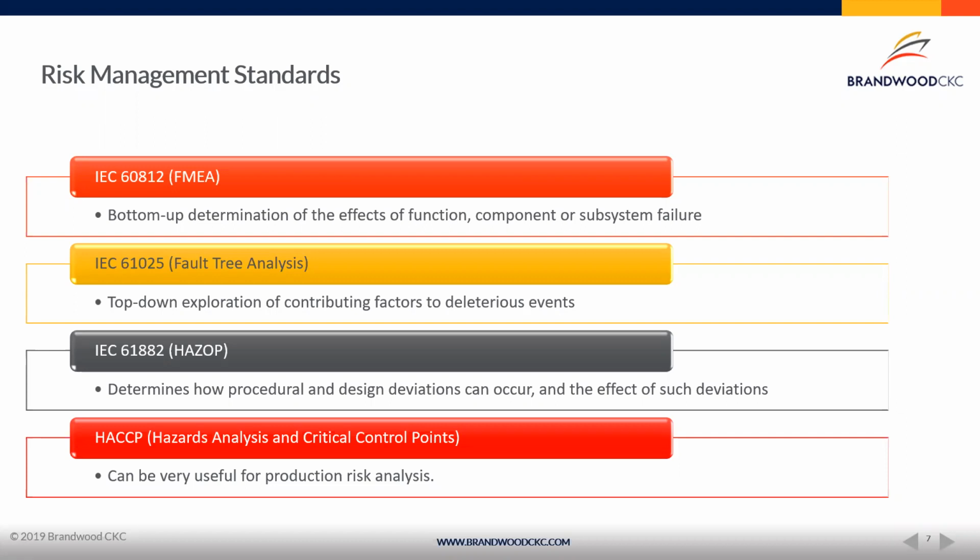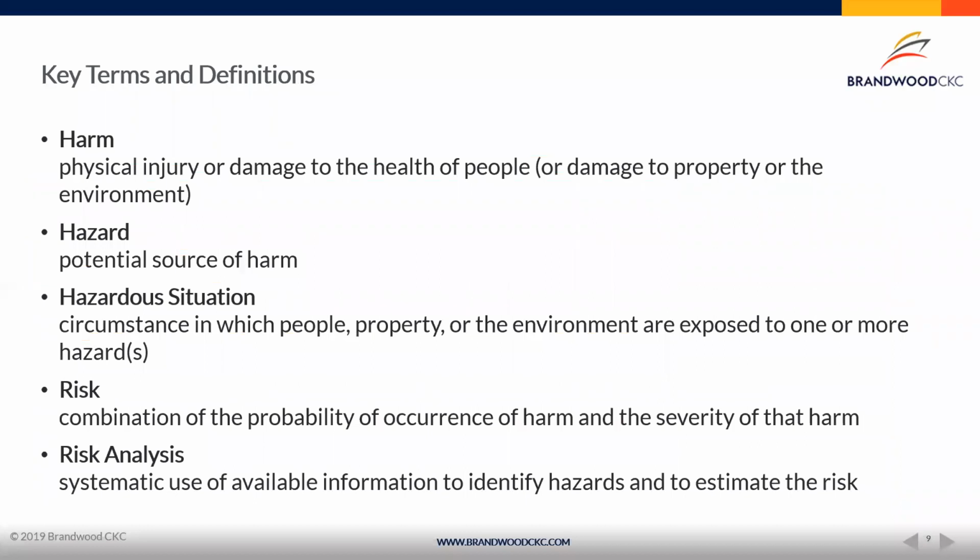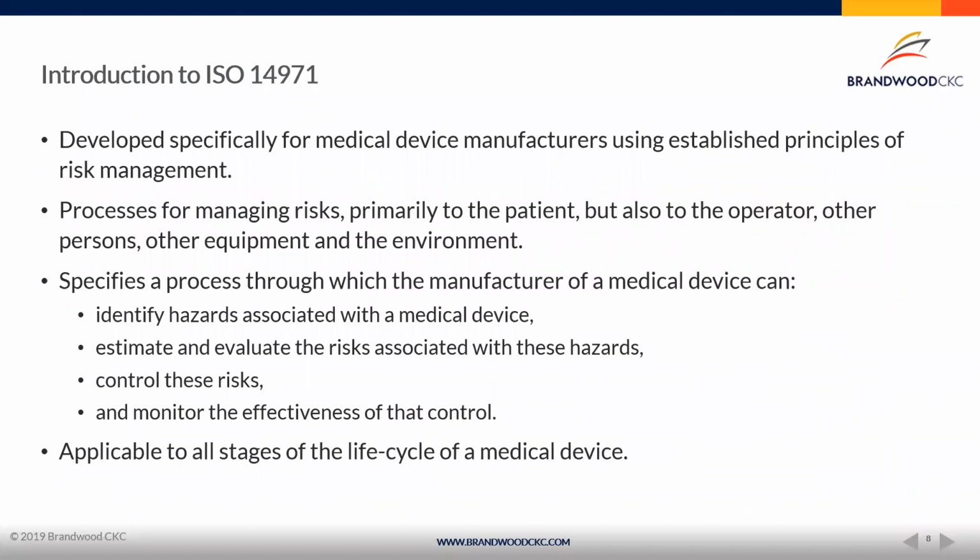With 14971, as we discussed before, this one was specifically designed for medical device manufacturers, and it establishes the principles for use in the risk management process. It's a process for managing risks, primarily to the end user patient, but it also ensures that other risks, such as operator risks, other persons involved in the use of the medical device, equipment, and environmental risks are addressed.